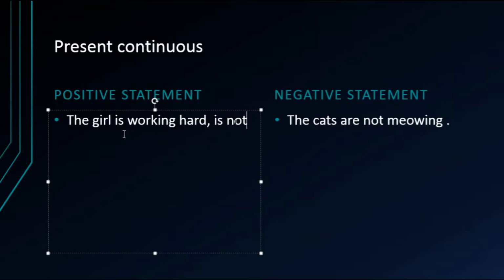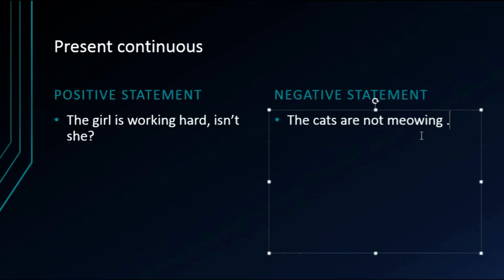Then the girl is my subject, but I can't use it. I have to change it to the pronoun. So I use she because it's a girl, then my question mark. The girl's working hard, isn't she? Right? Isn't she? It's better to be in the contracted form, okay? So isn't she, okay?